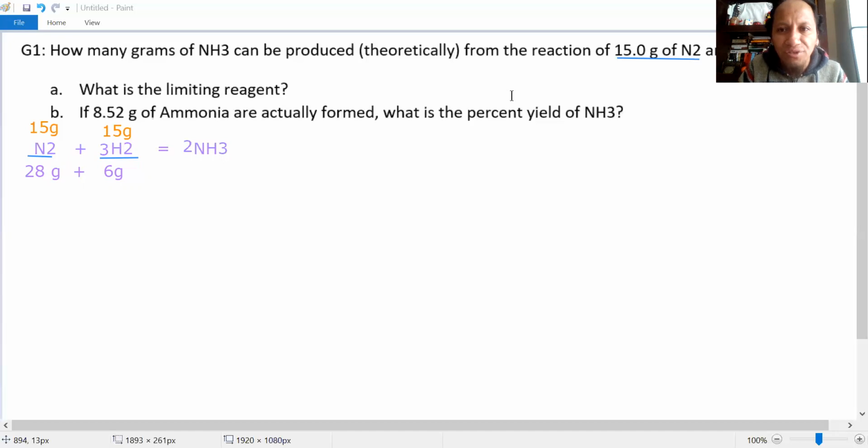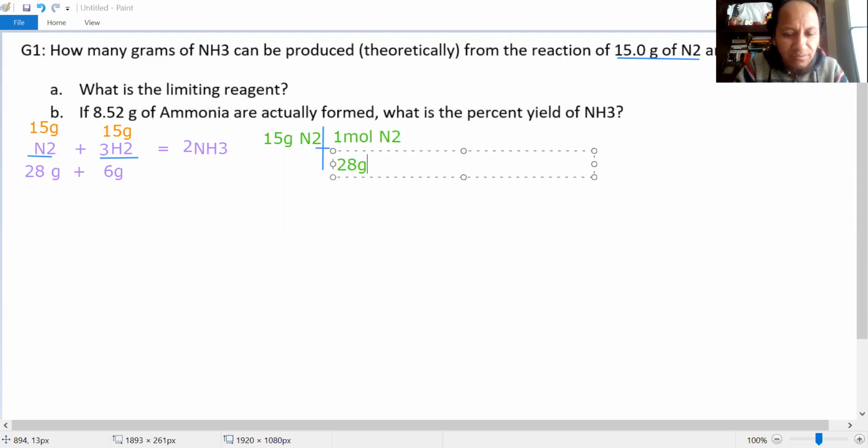Let's see. 15 grams of nitrogen. Let's pass that. You open the conversion factor. I am opening my conversion factor. Let's pass it to moles. How many grams in 1 mole? 1 mole of nitrogen gas has specifically 28 grams. Yes, 14 times 2, 28 grams, 1 mole.